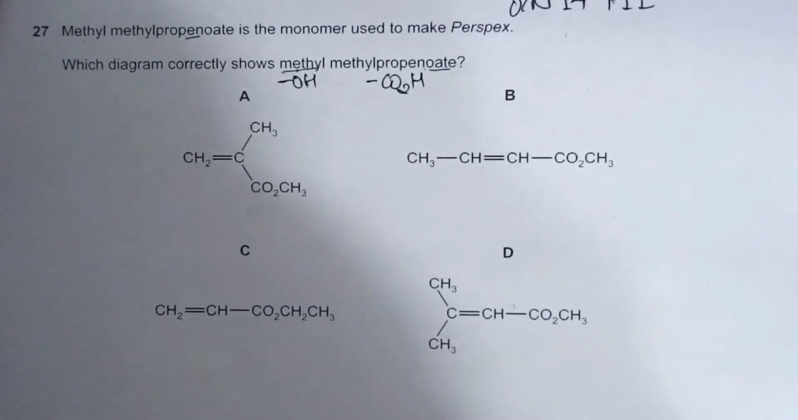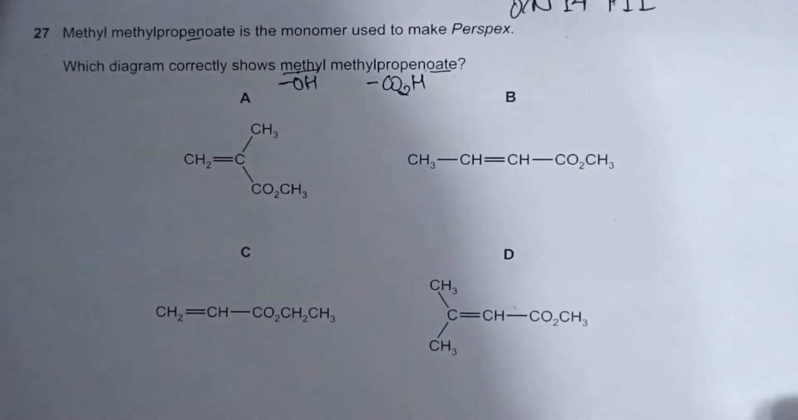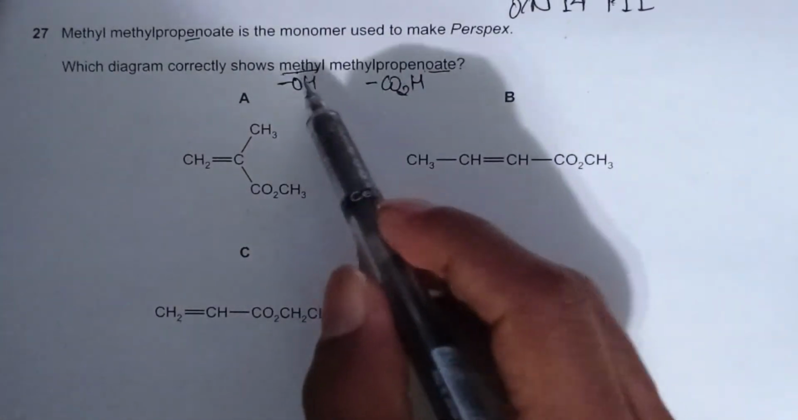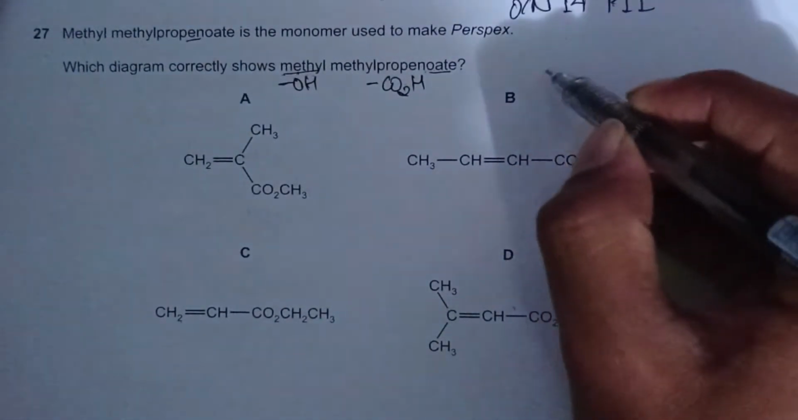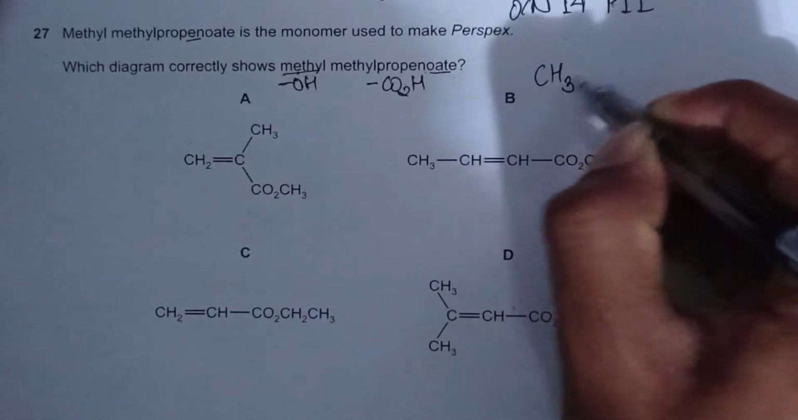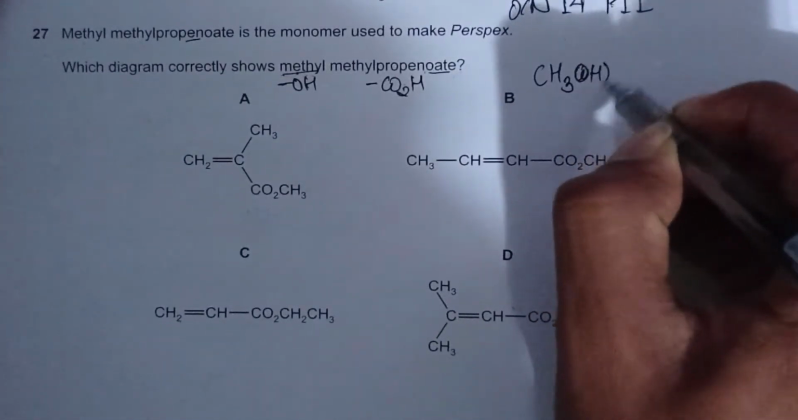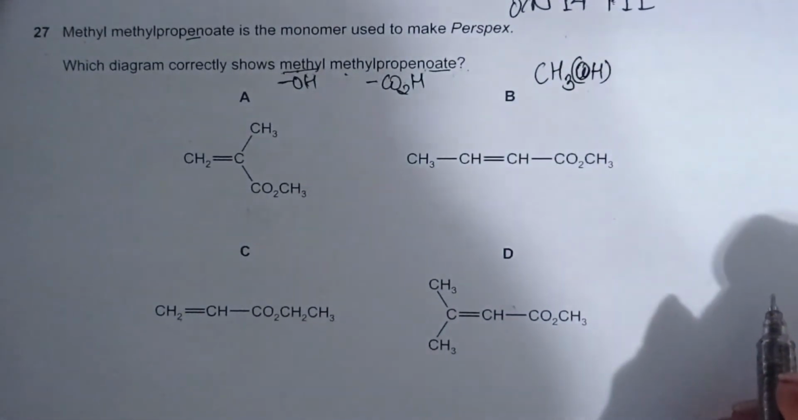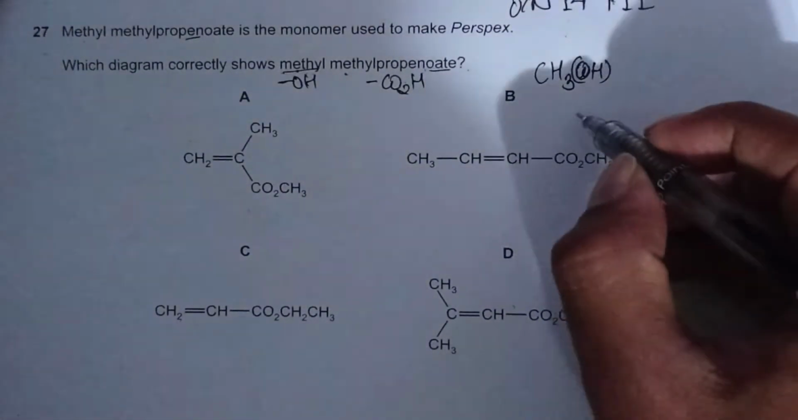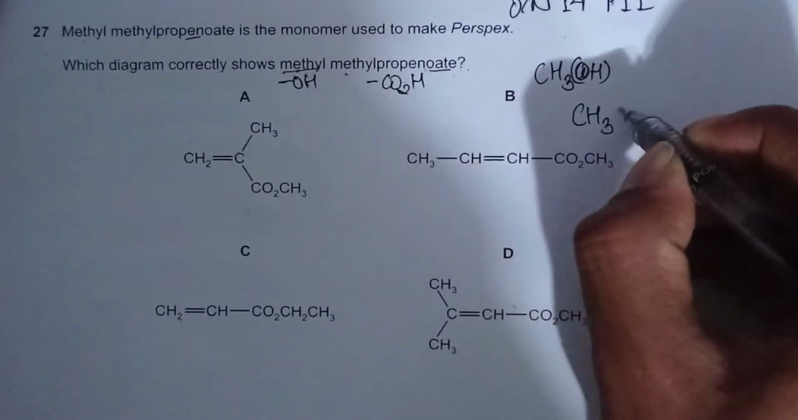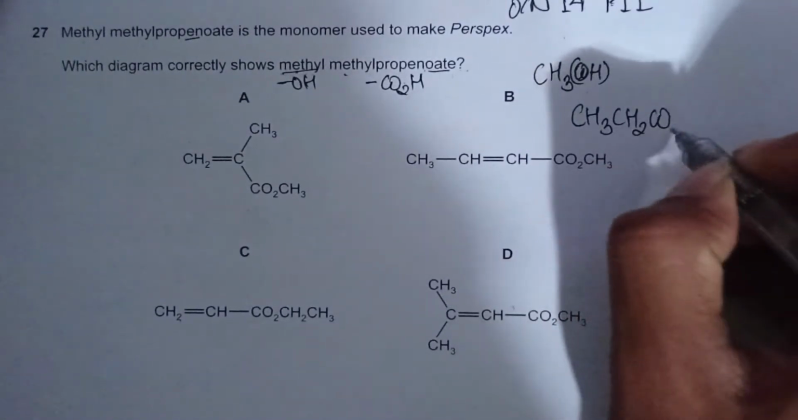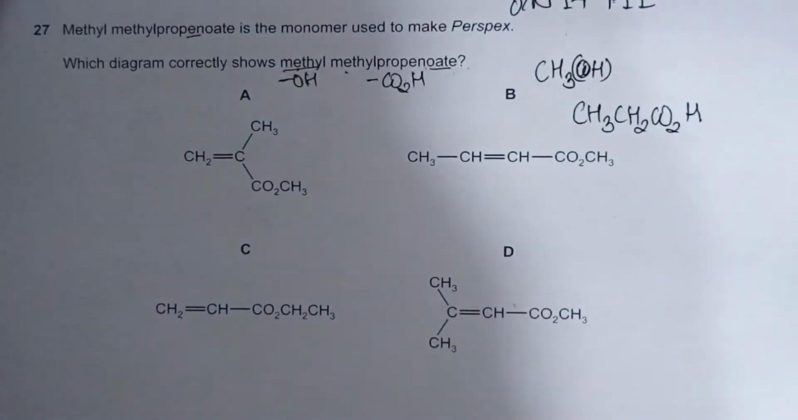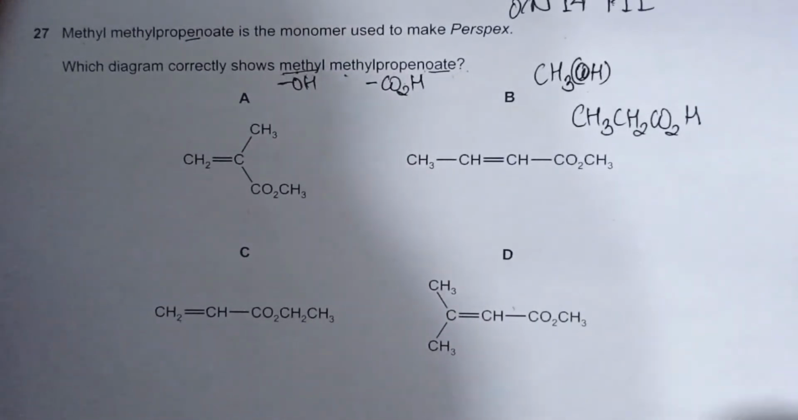Our first step would be to deduce what the alcohol and the carboxylic acid are. Let's deduce the alcohol first because it seems fairly easy. The alcohol is simply methanol, which is CH3OH. You have probably heard of propanoic acid. Propanoic acid is CH3CH2CO2H.